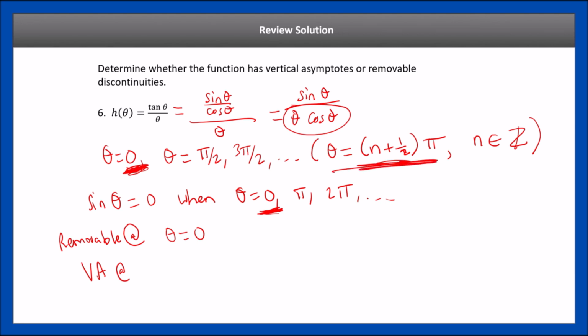And we have a vertical asymptote at all of these other numbers, because if you plug these into sine, you won't get zeros. For example, sine of pi over 2 gives you 1. Same thing with sine of 3 pi over 2. You get negative 1, and so on. So there is a vertical asymptote at theta equals n plus 1/2 times pi, where n is an integer.